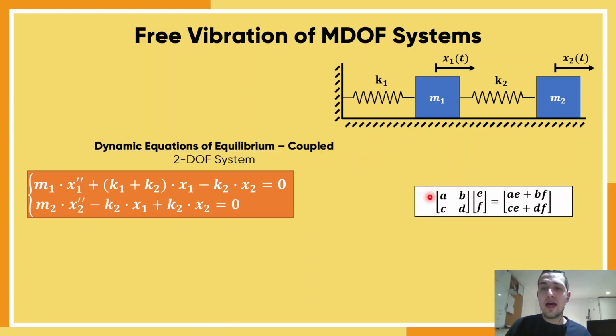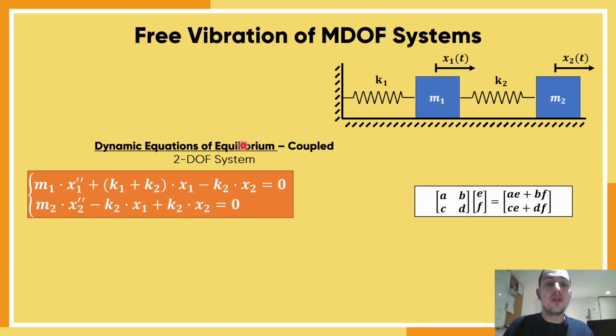So let's do a little bit of a refresh. If we have a matrix times a vector, and in this case the matrix is A B C D, and the vector is E F, the way you do this multiplication is you do the first row times this column. So you do AE plus BF, and that's your first term. And if you want to do the second term, you do the second row times this column. So you do CE plus DF.